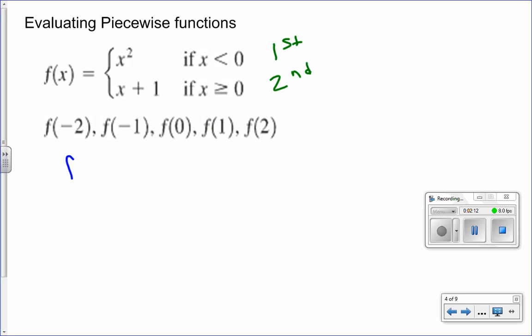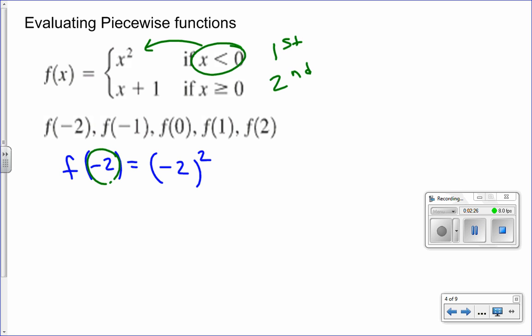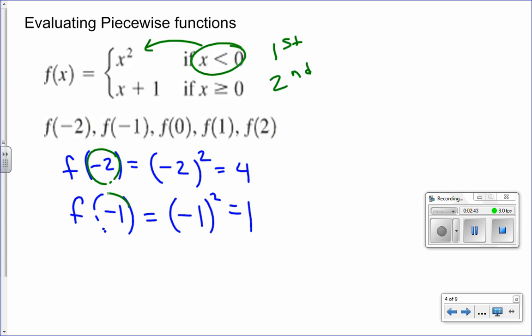f of negative 2 is the output when I plug negative 2 into x squared. I know that because negative 2, this input, is less than 0. That tells me it's got to go into the x squared function. So if I square negative 2, I'll get 4. Let's do the next one. f of negative 1 is the output when negative 1 goes into x squared, which is 1. And I know that because negative 1, the input, is once again less than 0, which pushes me to the x squared function.